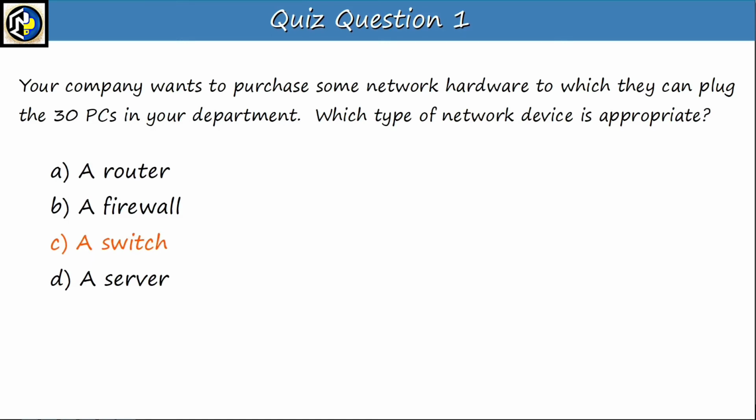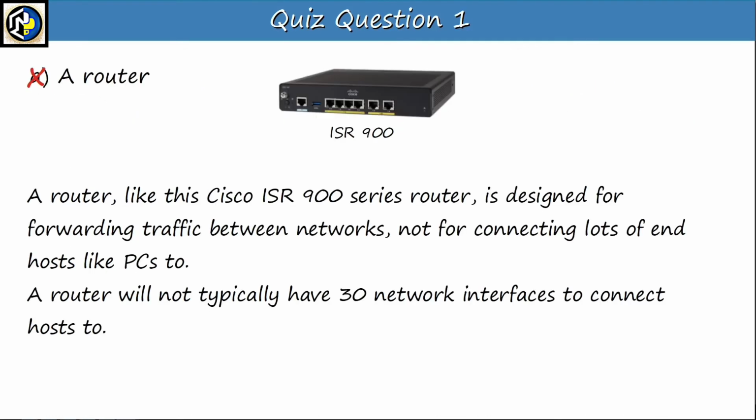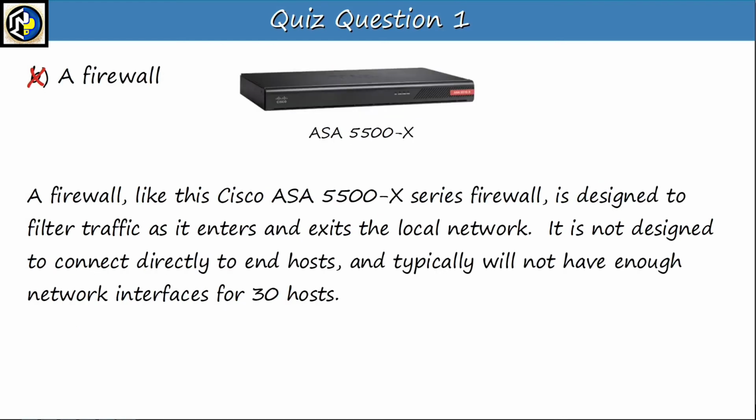The answer is C. A switch. Let's analyze each of the incorrect answers first, then the correct answer. A router, like the Cisco ISR 900 series router, is designed for forwarding traffic between networks, not for connecting lots of end hosts like PCs to. Also, a router will not typically have 30 network interfaces to connect hosts to. So A, a router, is incorrect.